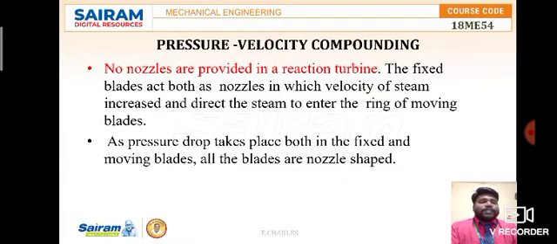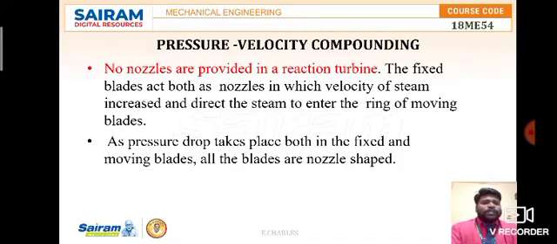Then pressure velocity compounding, the same way we have seen in the impulse turbine. Here no nozzles are provided in the reaction turbine, whereas in the impulse turbine, in the first stage, there will be a nozzle through which steam comes out. In the reaction turbine there will be no nozzles, because the nozzles are replaced by stators, or fixed blades. The fixed blade acts as a nozzle here, in which the velocity of steam is increased, and it directs the steam into the ring of moving blades.